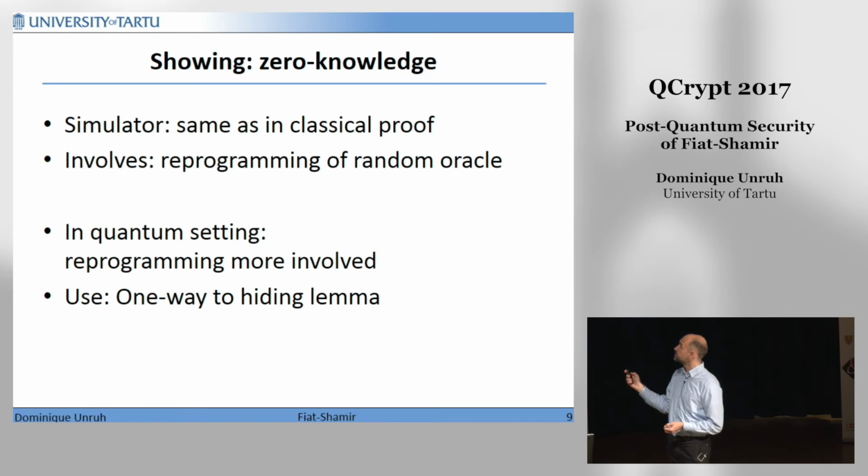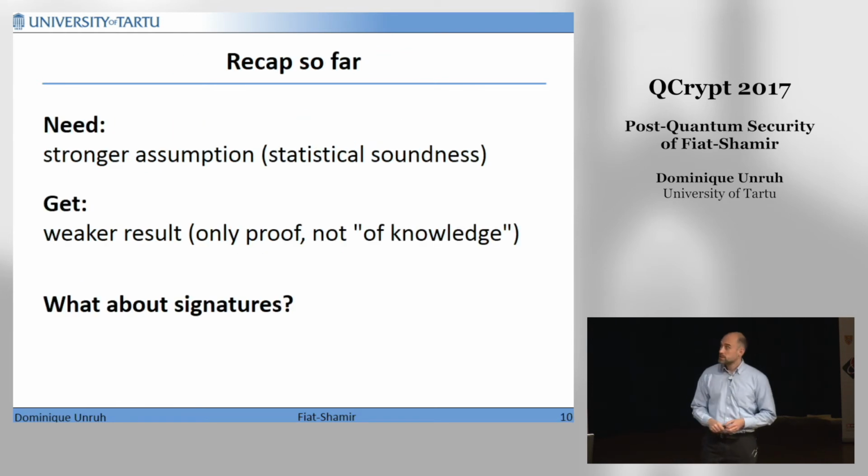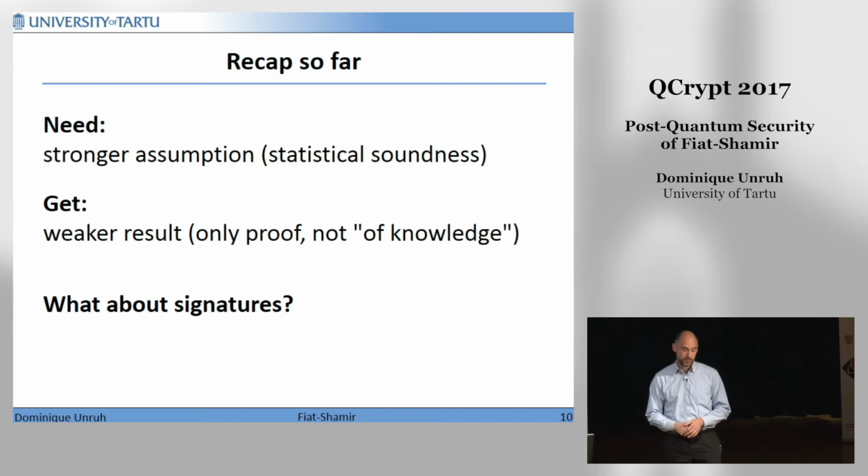I'm running slightly low on time, so I'm skipping the zero knowledge part. I didn't have much interesting things to say anyway. So to recap, what we have so far is a new result, but we need a stronger assumption than classically, and we get a weaker result, namely only a proof, not a proof of knowledge.